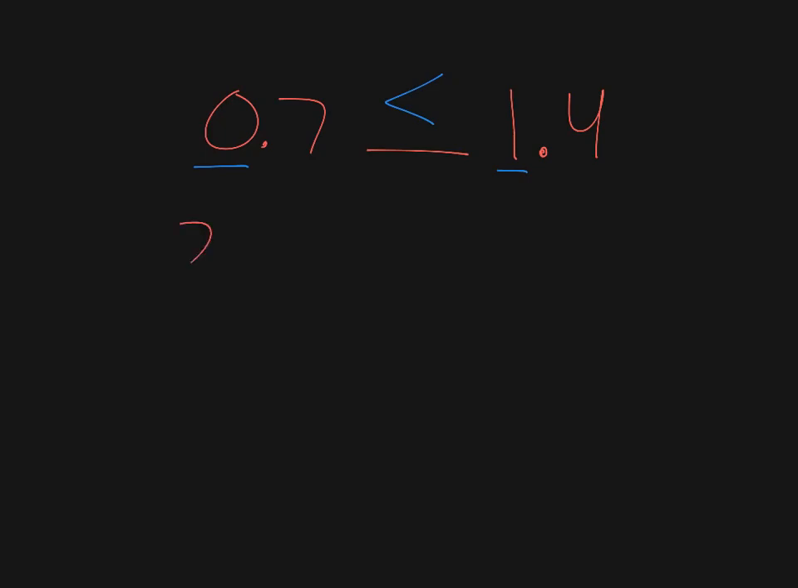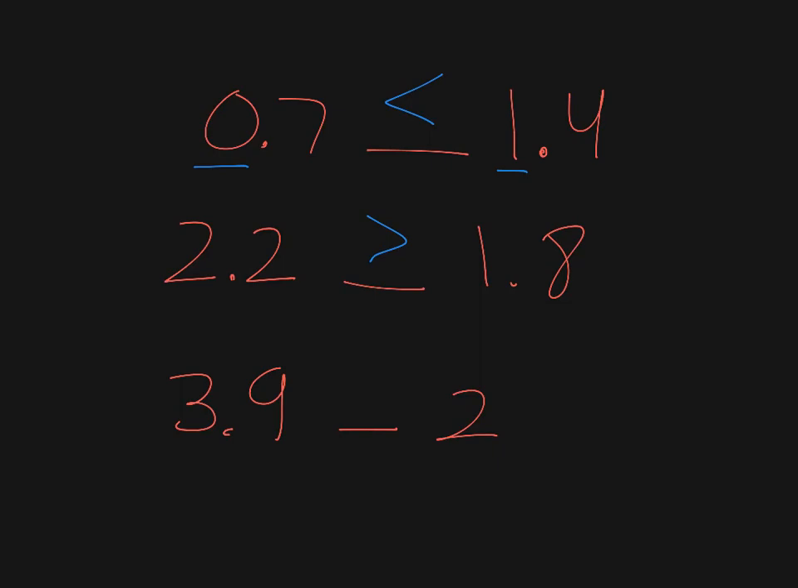The next one is 2.2. Compare that to 1.8. Once again, 22 tenths is greater than 18 tenths. Last one's 3.9. Compare that to 2.2. And of course, 3.9 is greater.